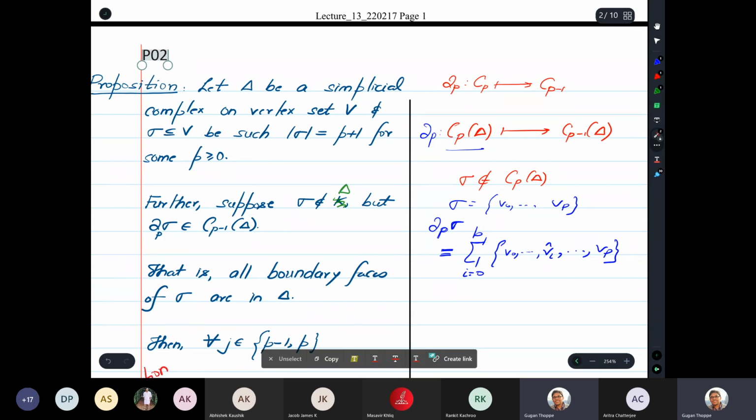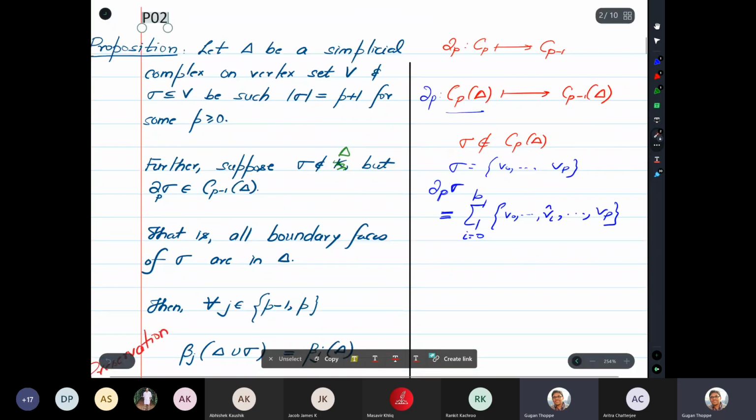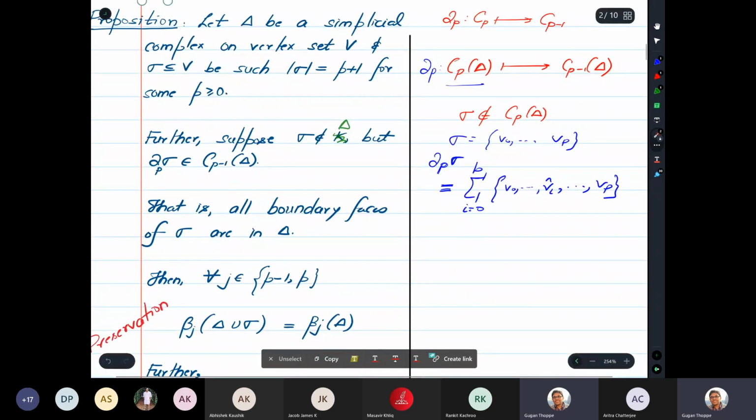And one then is interested in making sure that this output lies in C_{p-1} of delta, right? So even though sigma does not lie in delta, we require that after you apply ∂p on sigma, this lies in C_{p-1} of delta, right? So this condition is equivalent to the condition that all the boundary faces of sigma are in delta.